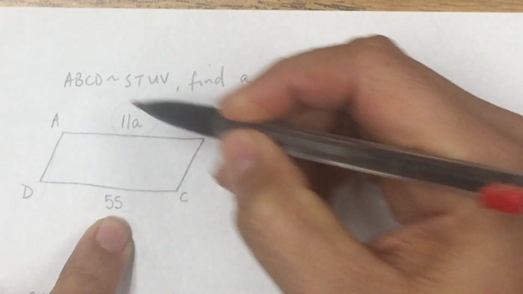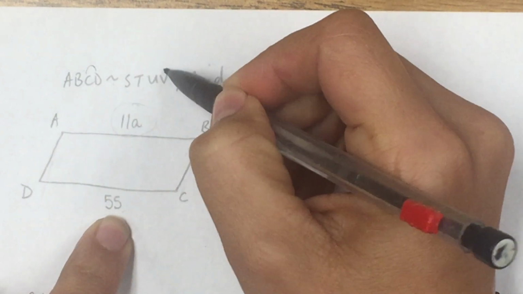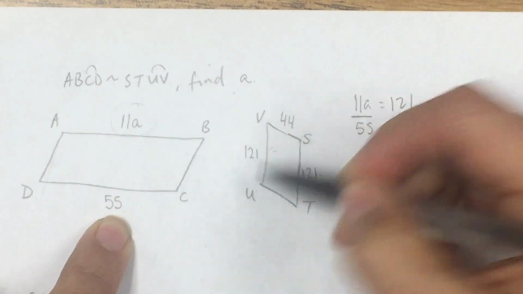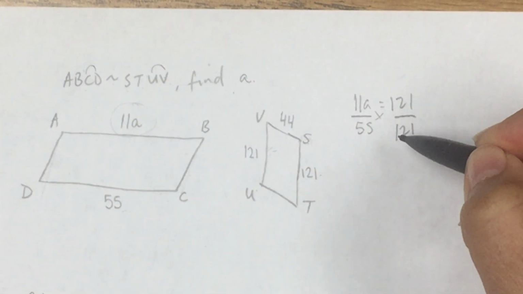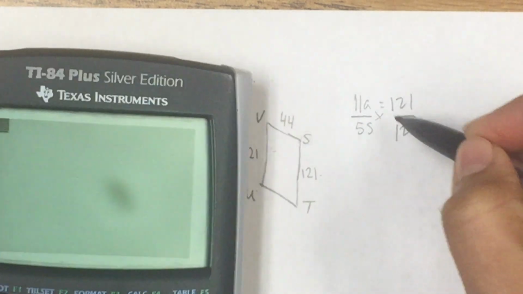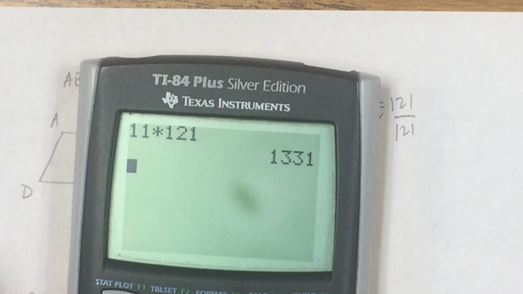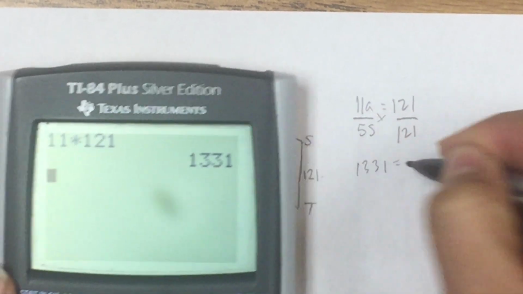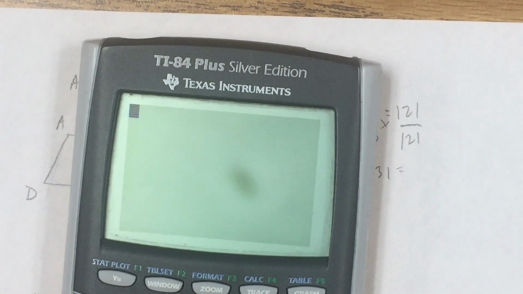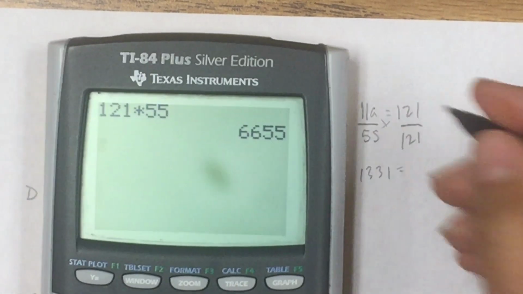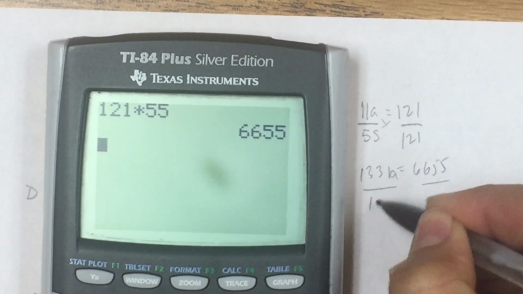And then DC, which is 55, goes with VU, 121. Cross multiply and divide. So 11 times 121 is 1331, and then 121 times 55 is 6655. Then divide.